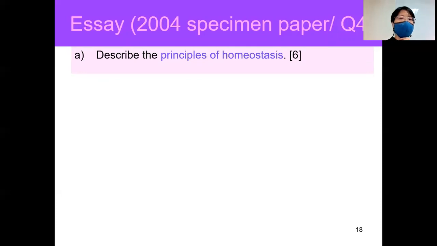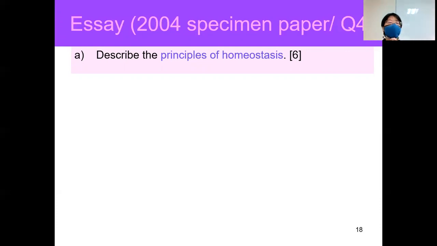So this is an example essay question. Describe the principles of homeostasis, 6 marks. So let's say, for example, nowadays they don't give essay, right? They give structured questions. You know that for structured questions in past years, the maximum number of marks is how many marks? 5. Maximum mark for a structured question is 5 marks. So I can use the essay. I just change the 6 marks to 5 marks. I can use it as a structured question.